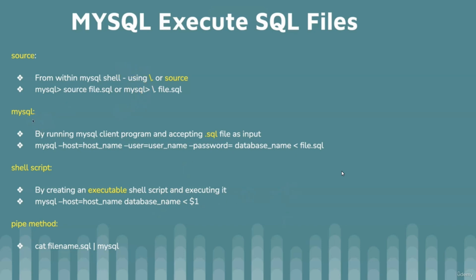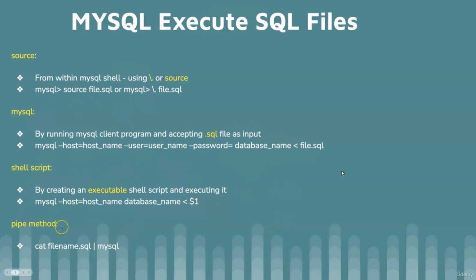The second method is by running the mysql client program and accepting the .sql file as input. The syntax is mysql --host equal to the host name, optionally user and password, and also you provide the database name where this file should run, followed by a file input sign and then the file name. The third method is by creating a shell script, making it executable, and running it from the command line. The shell script will invoke the mysql client and execute any .sql file that is provided as an argument. All the arguments are denoted by a $ sign with a positional number. Here, the 1 means the first argument or parameter.